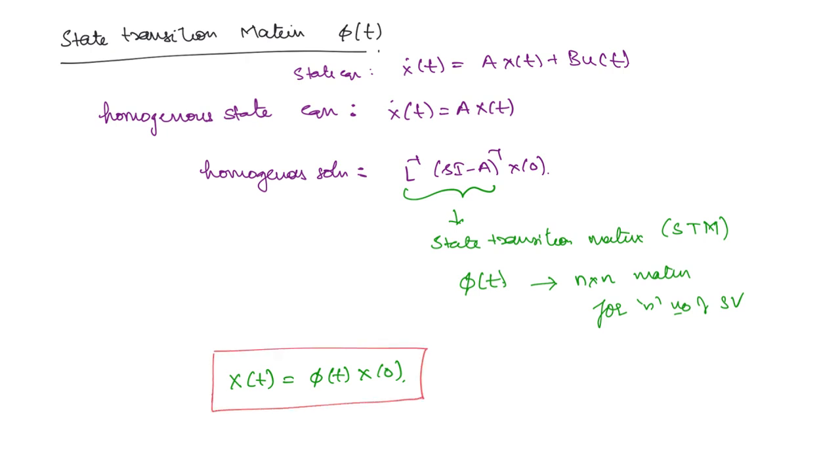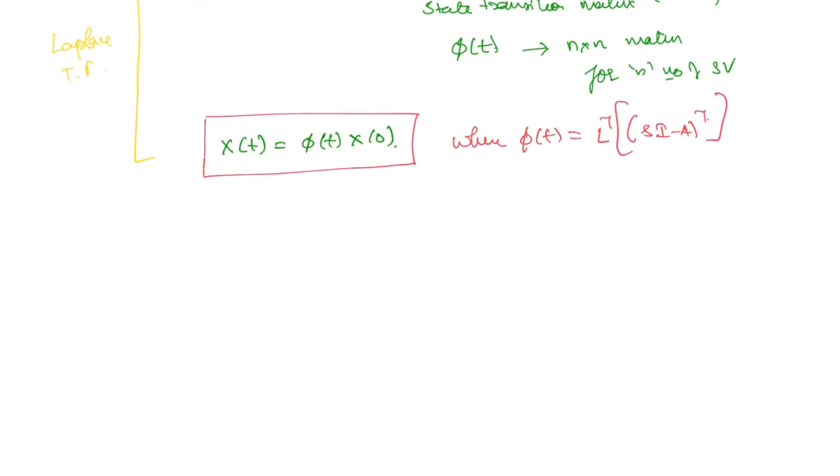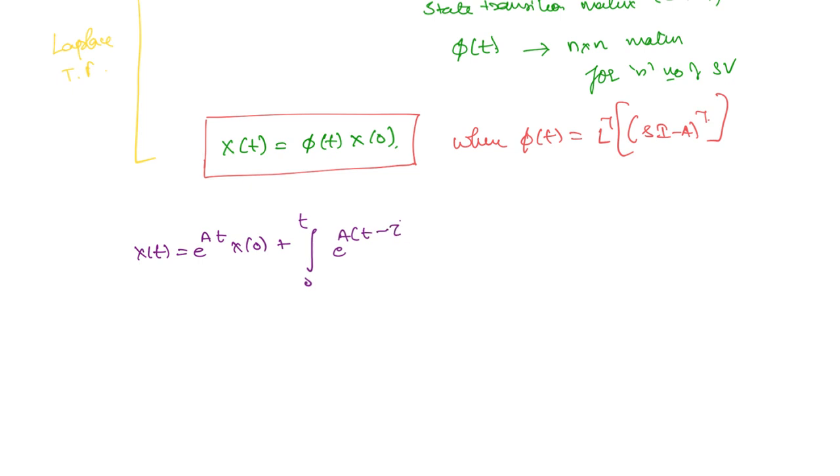And what is its expression? Phi of t you can find as L inverse of [sI minus A] inverse. Now this is using the Laplace transform. We have also discussed the time domain. So what was the solution of the state equation in the time domain? x of t is equal to e to the power A t into x of 0 plus integral 0 to t e to the power A into (t minus tau) B u of tau d tau.